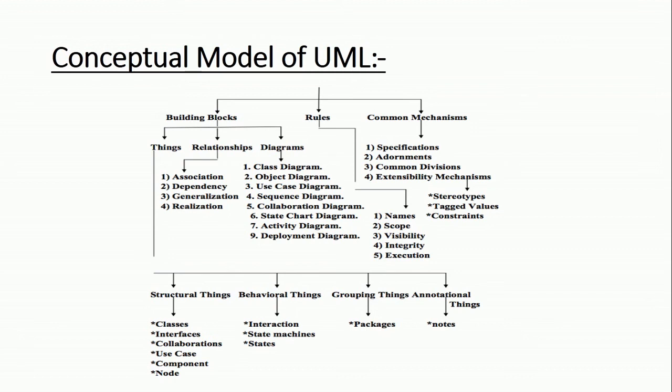Okay, so there are rules. Rules are further classified into names, scope, visibility, integrity, execution, and after that common mechanism: specification, adornments, common divisions, extensibility mechanism, and these are further classified into stereotypes, tagged values, and constraints. So this is the conceptual model of unified modeling language.